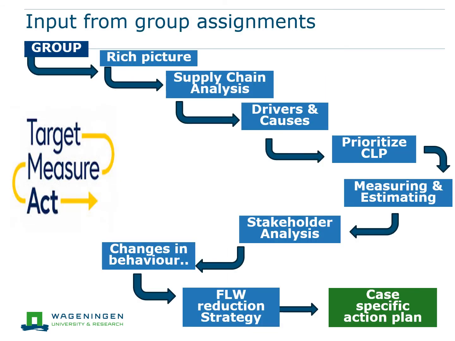So in essence, what we want you to do in this particular stage of the group assignment is to work towards your food loss and waste reduction strategy. And what we want you to do is to draw the main conclusions from the previous analytical steps that you've been engaged in and try to integrate all of those conclusions into your case-specific action plan.